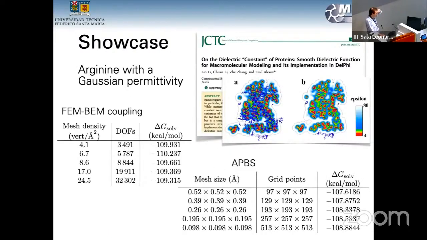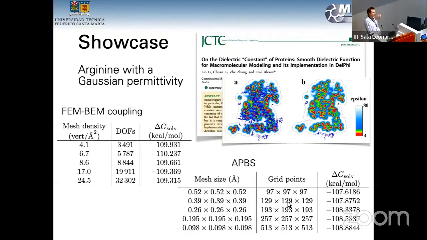I remember this nice work from the group of Milan Lek. Of course, these are older ideas of having a Gaussian permittivity that varies in space, and that's something that we couldn't do with BEM, and we can do now with FEM. And we're getting the same results as APBS, for example. We used APBS even though Delphi has this implemented.